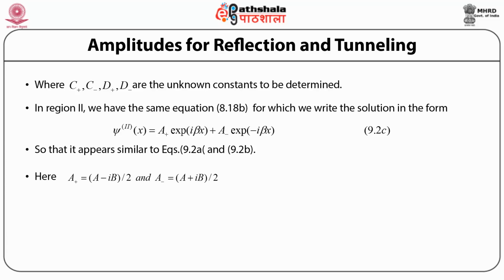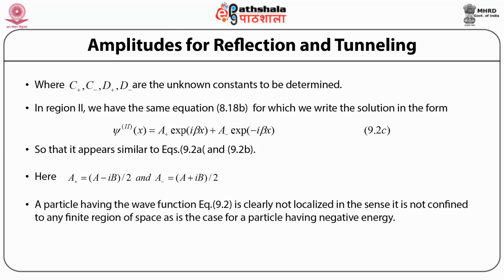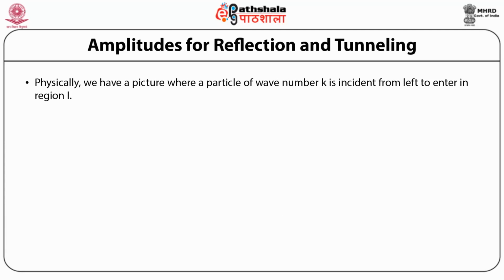Here, A plus is equal to A minus iota B by 2 and A minus is equal to A plus iota B by 2. A particle having the wave function defined by equation 2 is clearly not localized, in the sense it is not confined to any finite region of space, as is the case for a particle having negative energy. Physically, we have a picture where a particle of wave number k is incident from the left to enter region 1. A part of this is transmitted and another part is reflected back.